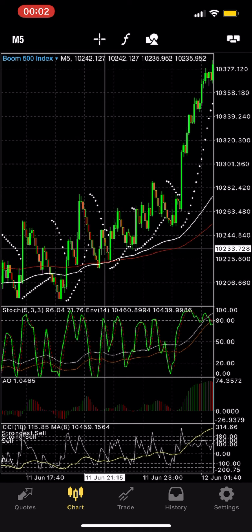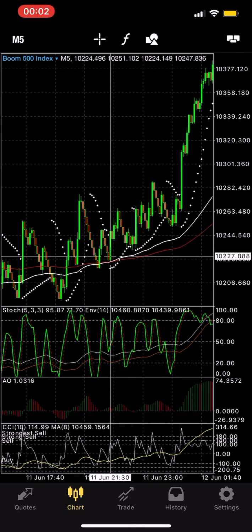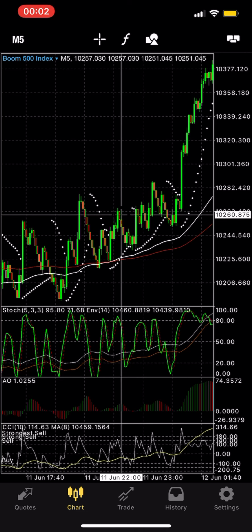And you just wait. Remember, this is a 5-minute time frame, so it gives you a lot of good reward as well. So wait for 5 minutes. As you can see, it pulled back into a loss, but bang, it moves back up again.